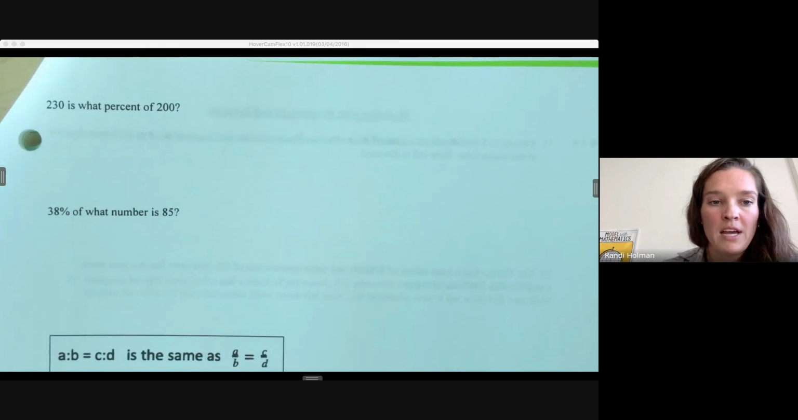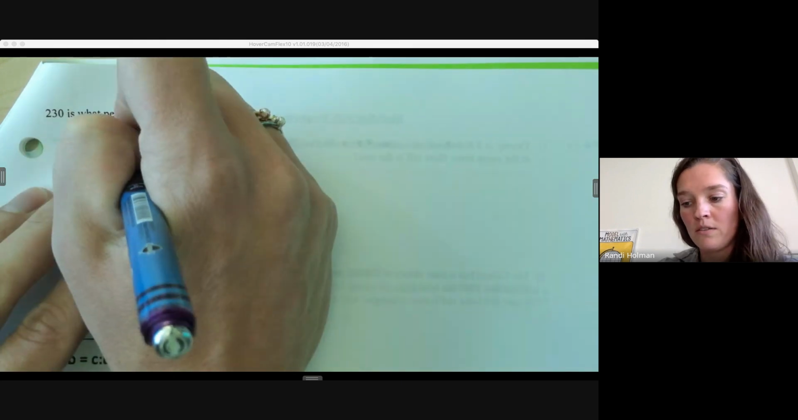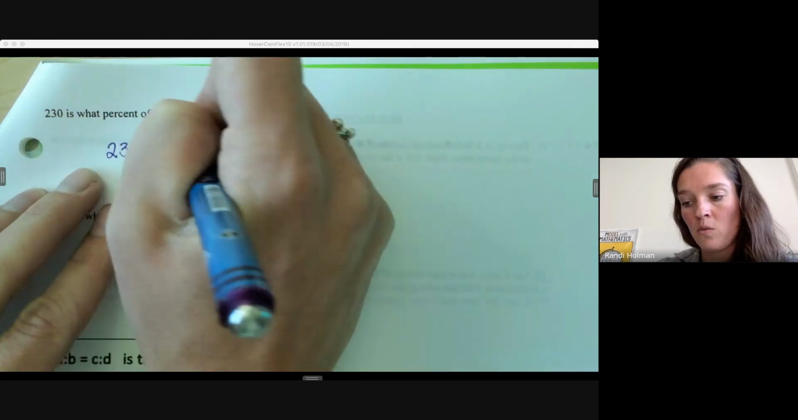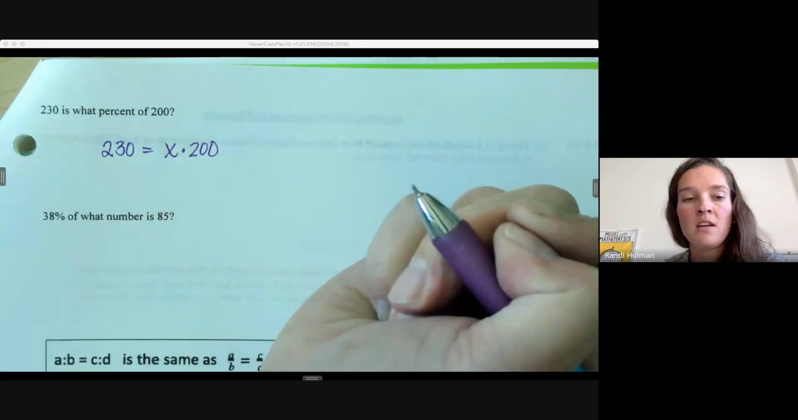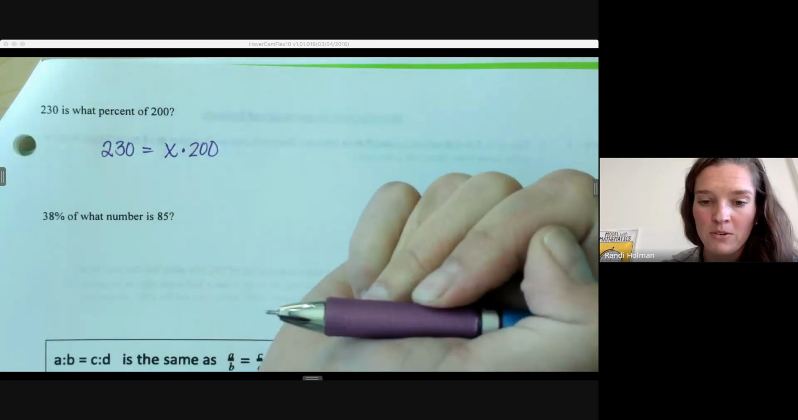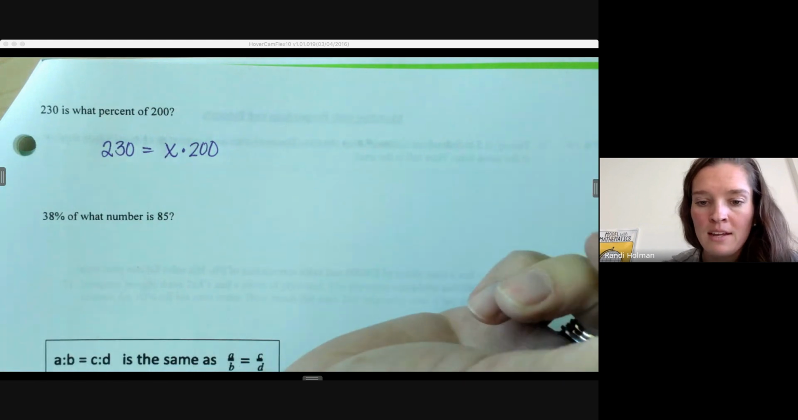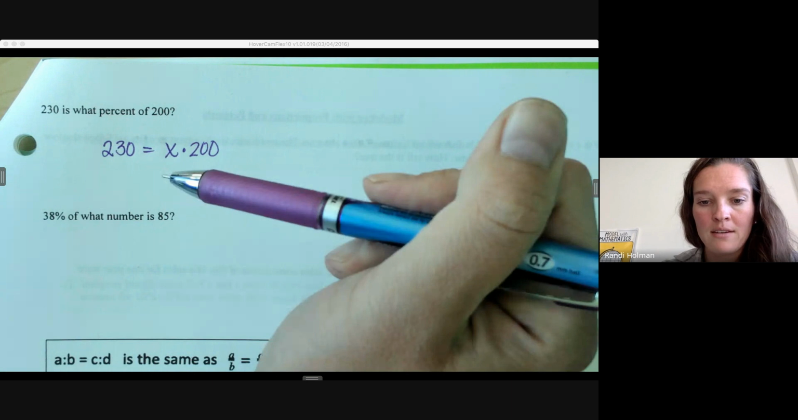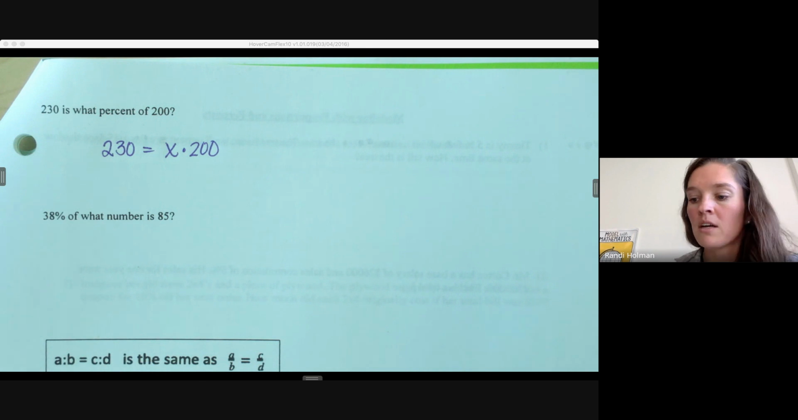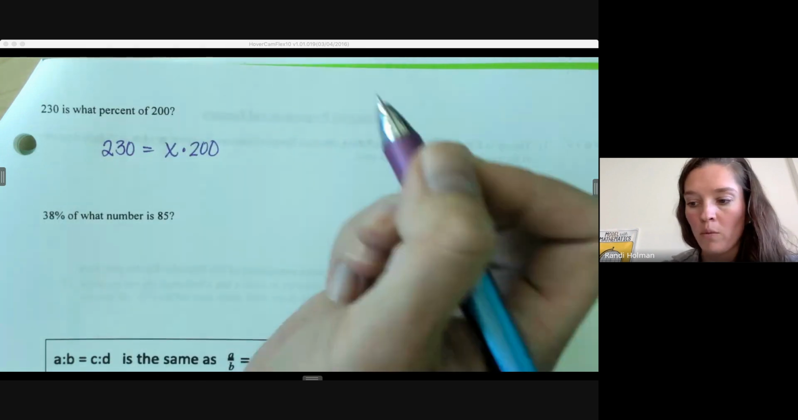230 is what percent of 200? So 230 is what percent of 200? Looks very similar. Okay, 230 is more than 200. Take a second to think about that. That means that the percent has to be more than 100%, right? 230 is more than 200. It's more than 100% of 200. So we should end up with something over 1.